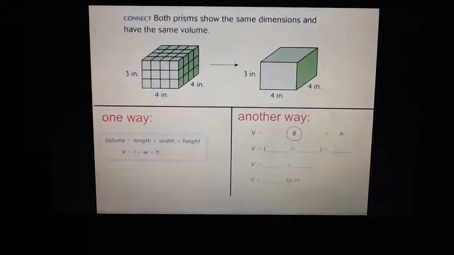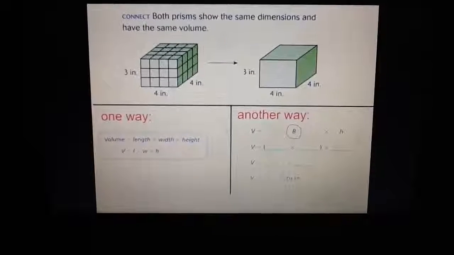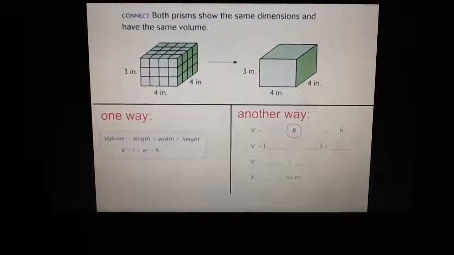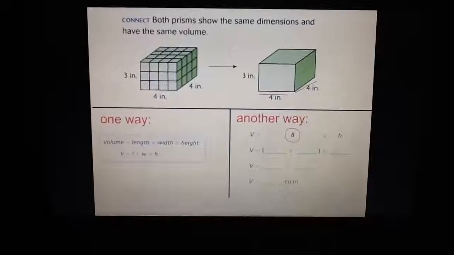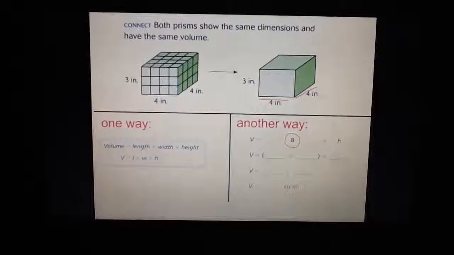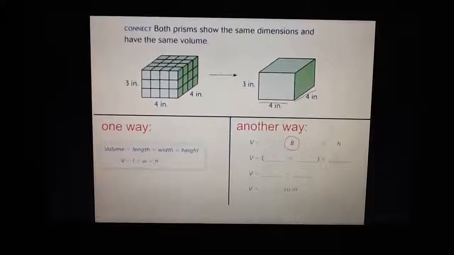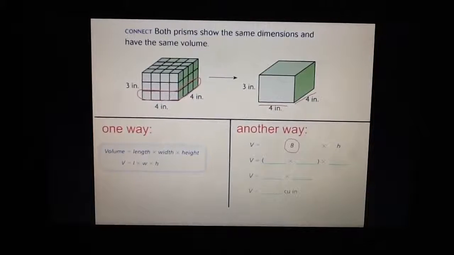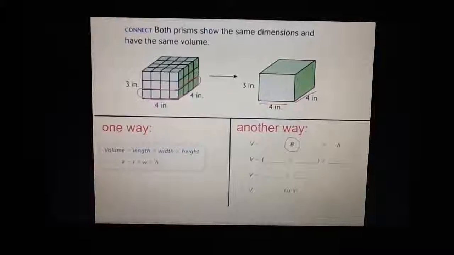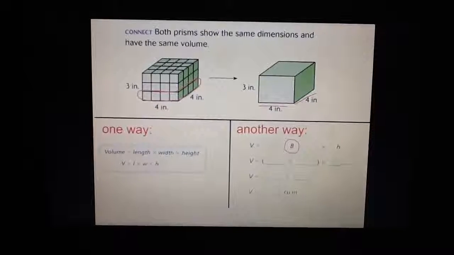Now do you see this B right here? That stands for base. Okay? Now think about this. 4 times 4 is 16 cubic inches. Now, if you look over here, this 4 times 4 creates my base. The base is what your rectangular prism is on. We can consider it like a bottom layer because it's the base.